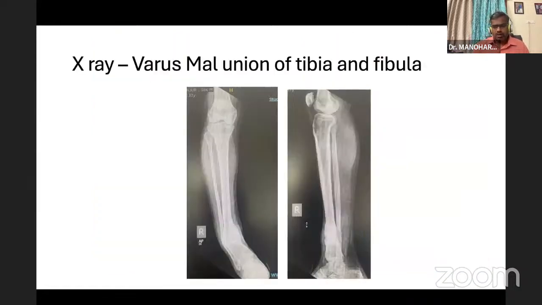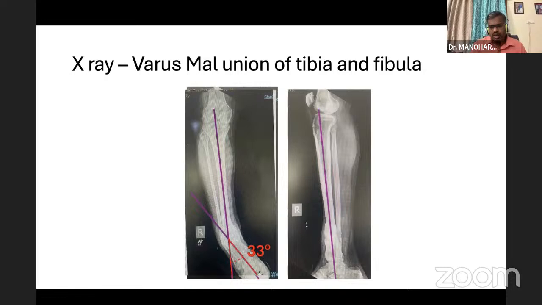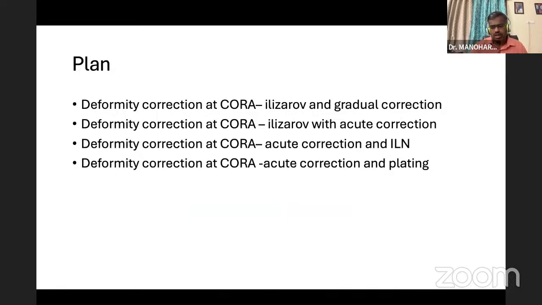This is the X-ray picture showing a distal third varus non-union of both tibia as well as fibula. In the coronal plane there is a deformity of 33 degrees, and in the sagittal plane not much deformity was there. This can be done either way, acute correction as well as gradual correction. Considering the shortening, doing acute correction and putting an intramedullary implant would leave him with the shortening. So I chose the option of gradual correction.